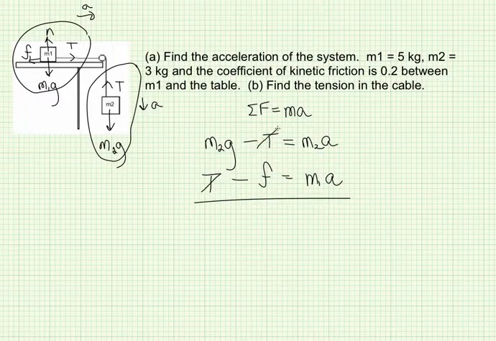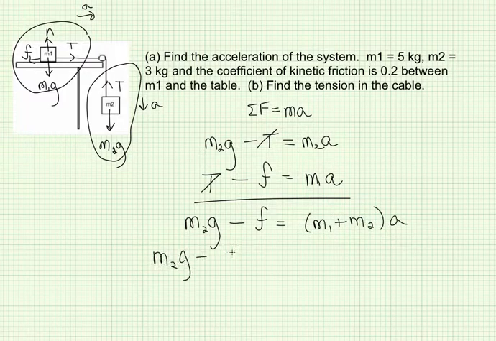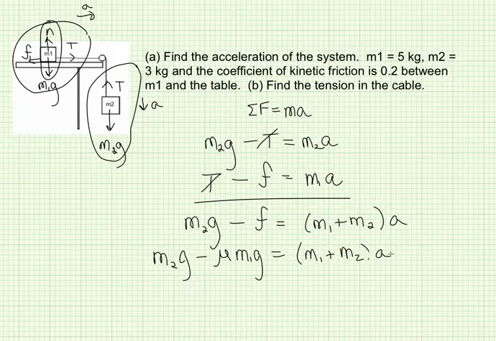Fortunately for us, look at what happens with the tension. They cancel out, and they will always cancel out. That gives me m2g minus friction equals (m1 plus m2)a. So I've got m2g minus friction, and we know that friction equals mu times the normal. And if I want to find out what the normal is, I look vertically, and I know that m1g and the normal are balanced, so that'll be m1g. That's going to equal (m1 plus m2) times a.